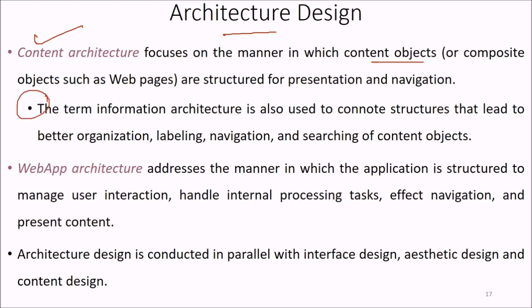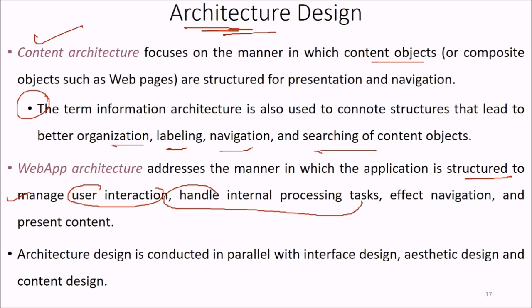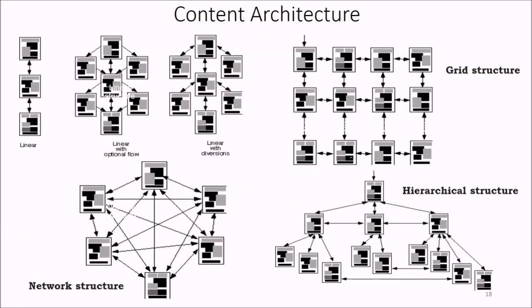So the term information architecture is also used to connote the structures that lead to better organization, labeling, navigation and searching of content objects. So web app architecture addresses the manner in which the application is structured to manage the user interaction, handle internal processing tasks, effective navigation and present content. So web app architecture is basically dealing with all these. And the architecture design is conducted in parallel with the interface design, the aesthetic design and the content design.